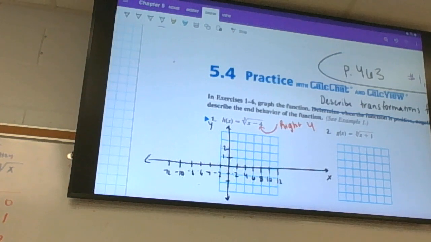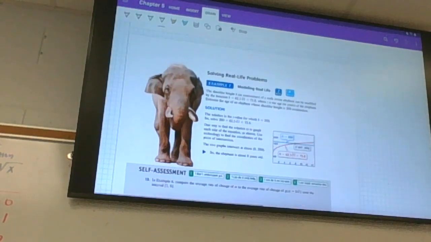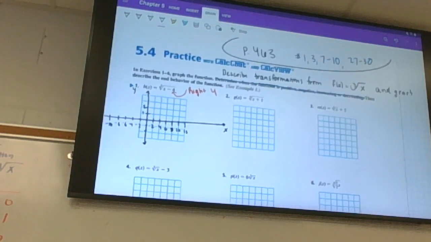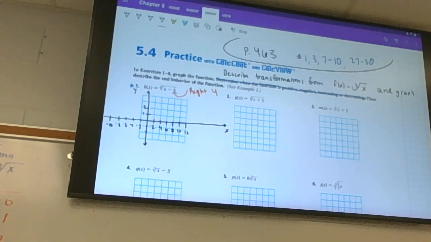You should read example 5 about the elephant. It's fascinating. The mathematicians have figured out using a cube root function how to find the age of an elephant based on the height of their shoulder. That relationship is a cube root function. You guys say, why do we do this? Well, how would we know how old the elephants are if we didn't know cube roots? A lot of zoologists and animal studiers do a lot of math. They have to interpret a lot of graphs and statistics.